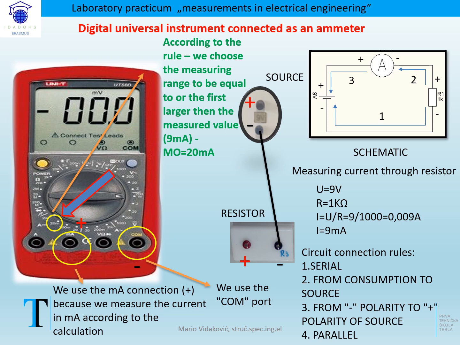Okay, the first wire is from the minus of the source to the minus of the resistance. The second wire is from the plus of the resistor to the minus of the instrument, and the plus of the instrument, the milliampere connector port, to the plus of the source. And that's the real circuit connection, and we are going to have a right measurement.